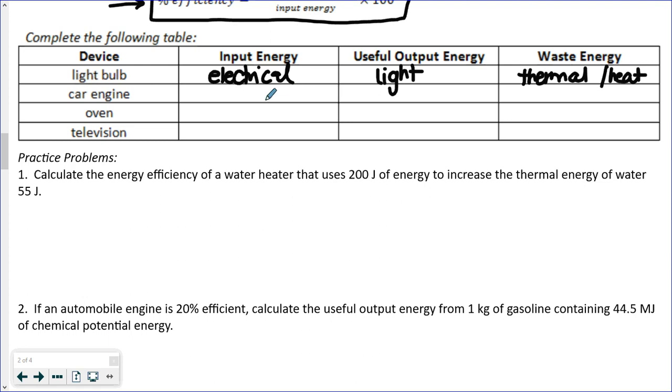A car engine. So you're actually putting in chemical potential energy, so the energy that's stored within the bonds of your gasoline or whatever petroleum product it is. Your useful output energy. So what do you want your car engine to do? You want your car engine to move you. So you want it to turn into kinetic energy. And again, your car heats up, your engine makes sound.